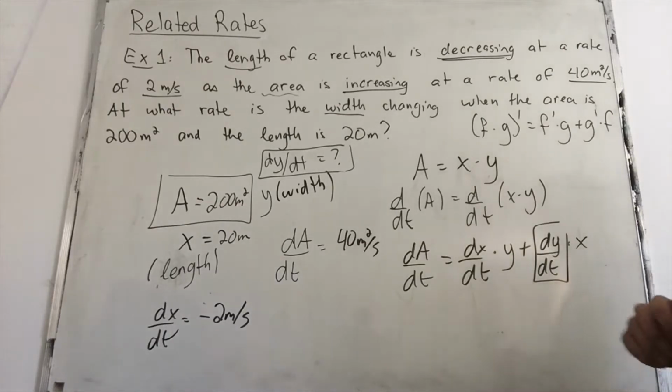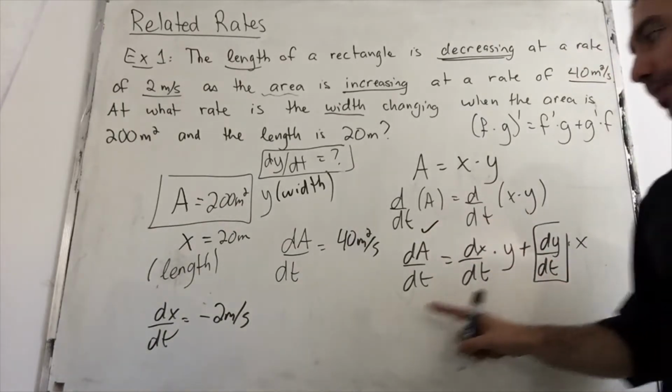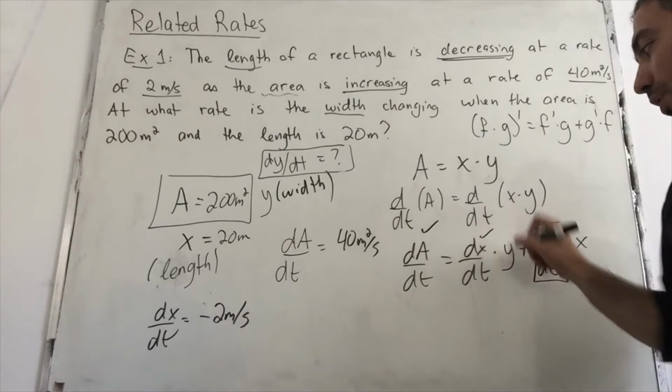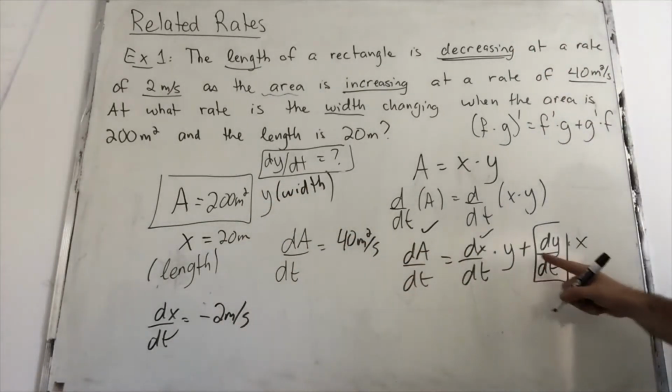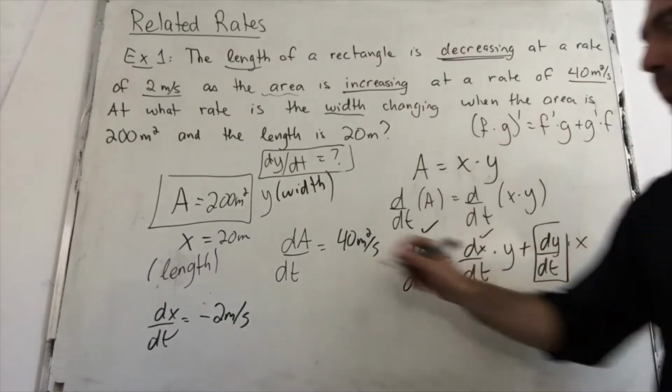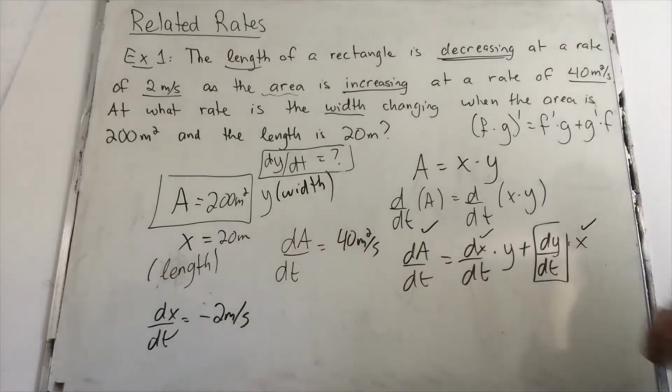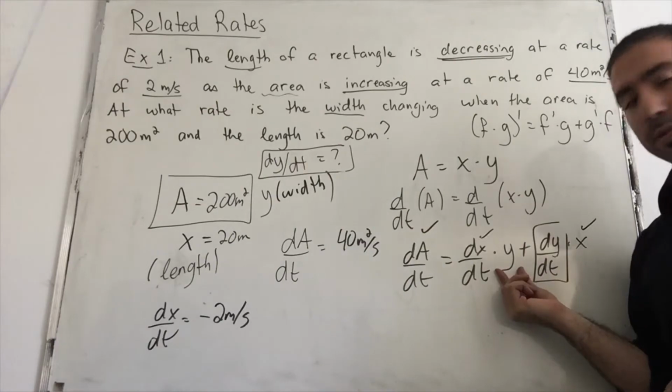So dA/dt we have, that's fine. dx/dt we have, -2. Y we don't have, we're missing the y. We're going to have to think of how to find that. dy/dt is what we're looking for, and x we have, it's 20. So the only piece that we're missing of the puzzle is y.